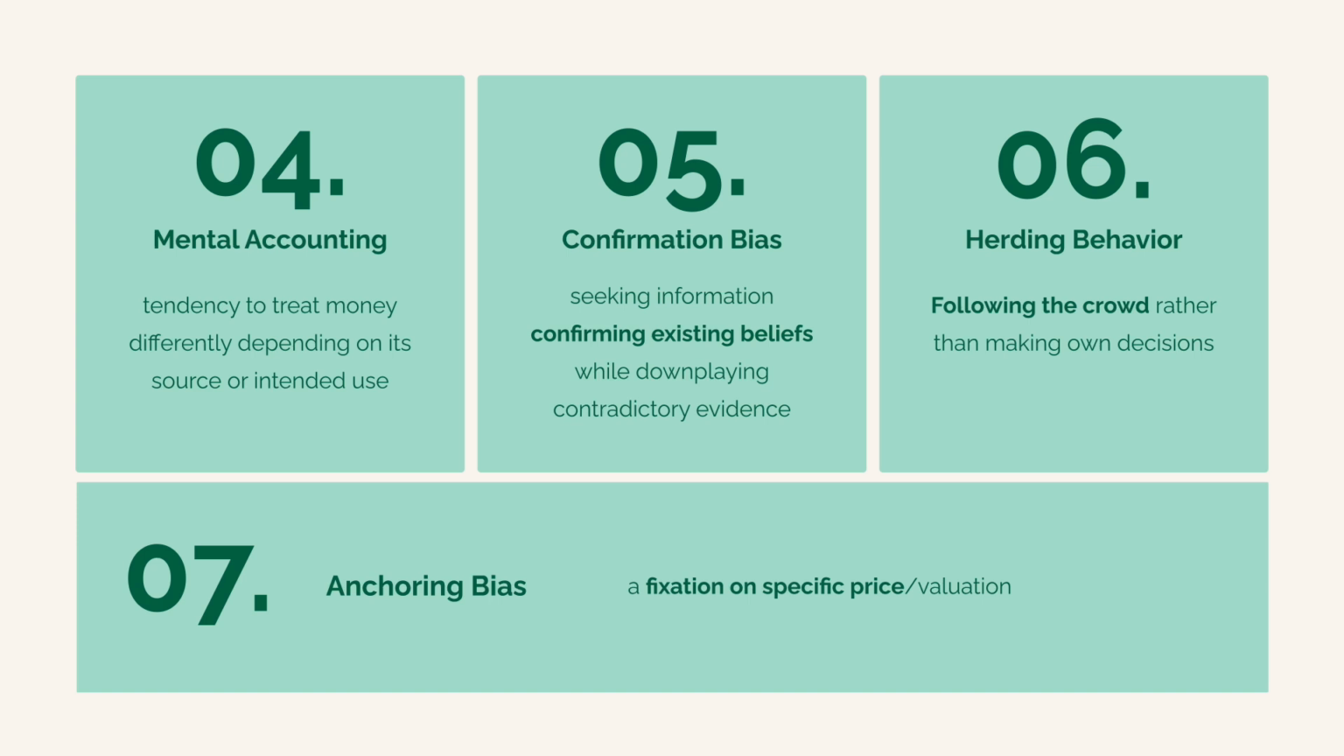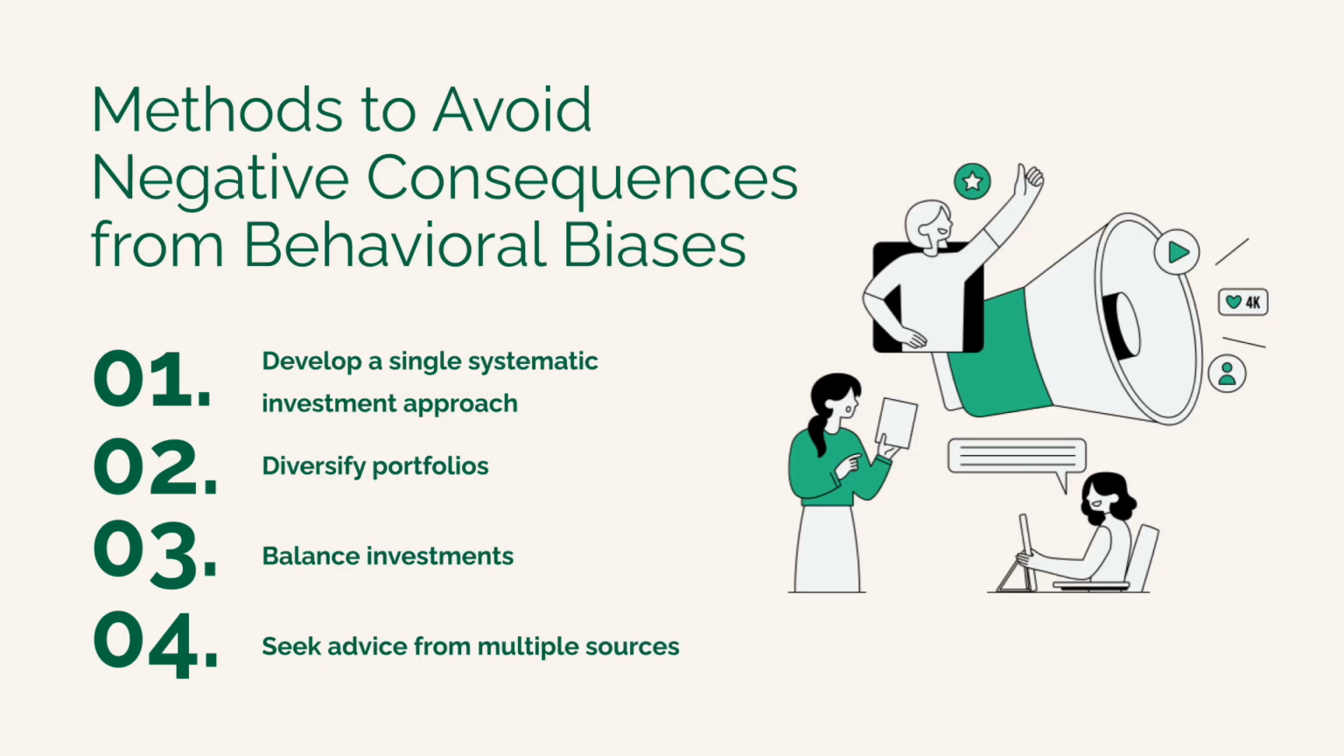So just to sum all of this up for this topic, behavioral biases in stock investing tend to be mental shortcuts or emotional tendencies that can lead investors to make poor decisions. These tendencies can be from environmental factors. Lastly, being aware of your own biases can help investors make smarter and more rational choices. Some methods to avoid negative consequences would be, first, to develop a systematic investment approach, secondly, to diversify a portfolio, so not sticking to one single stock, and the third would be to balance investments. And lastly, would be to seek advice from multiple sources. This allows you to double check things you may hear from one source that may be incorrect, so it adds another layer of verification when it comes to investing.